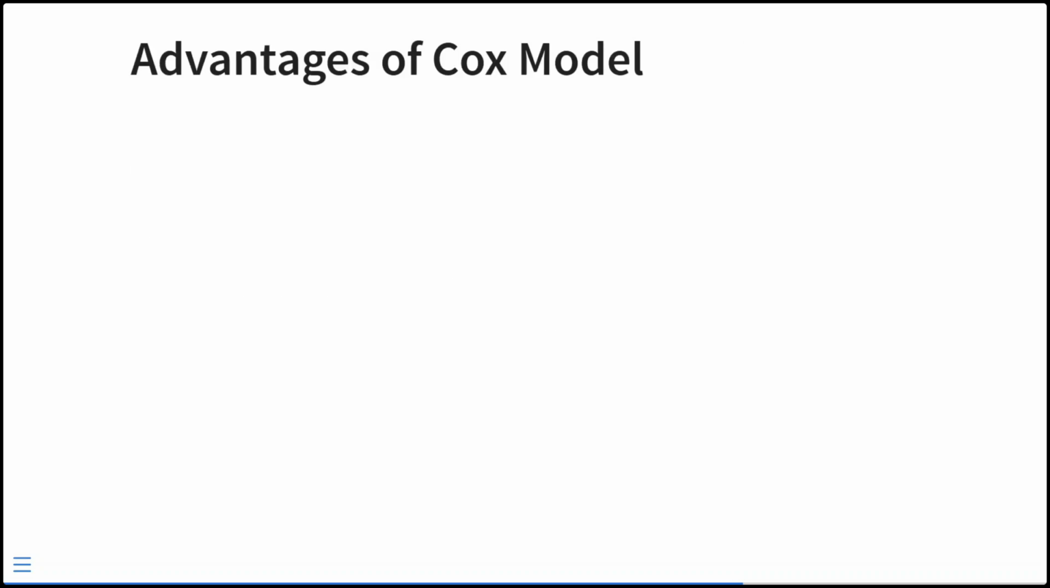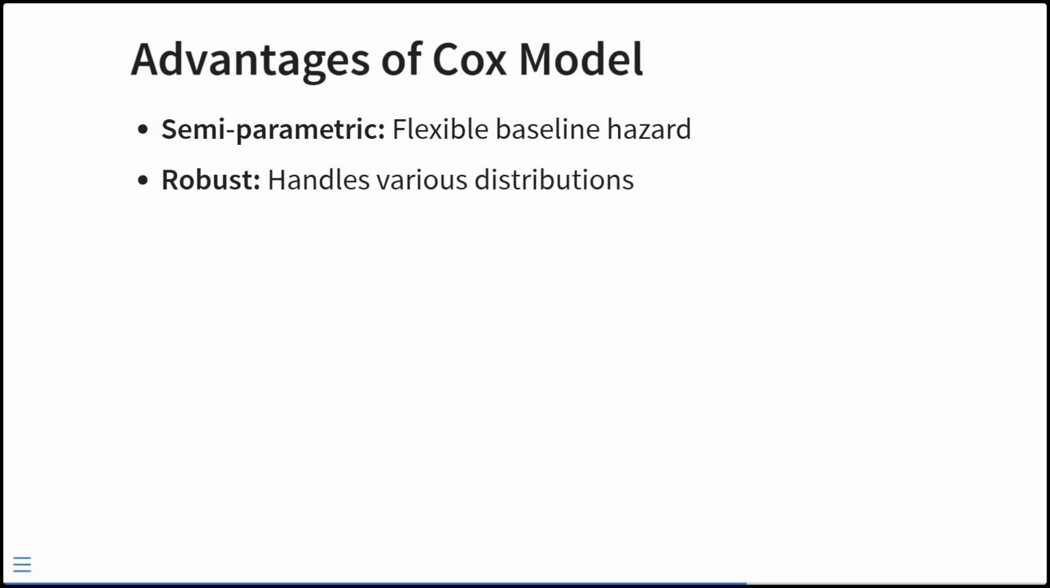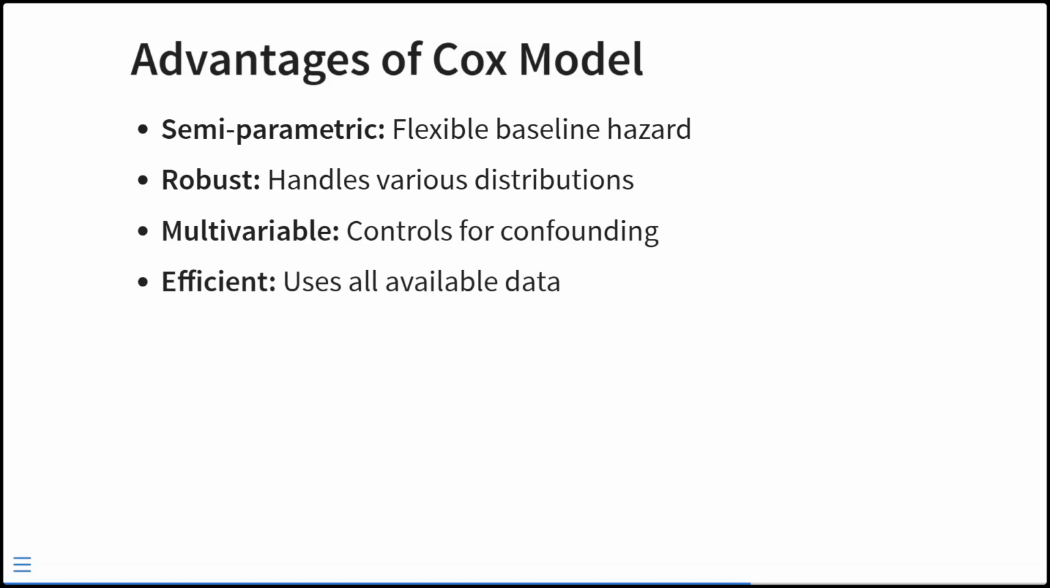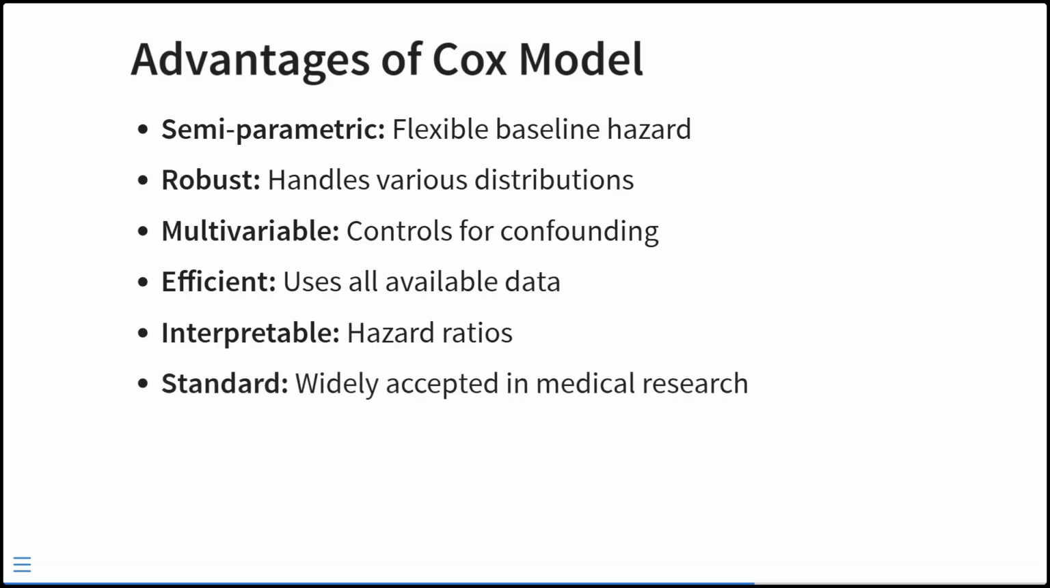So what are the advantages of the Cox model? It is semi-parametric, which makes it very flexible for the baseline hazard. It is robust, handles various distributions, controls for confounding, and uses all available data. It is also interpretable through hazard ratios and is widely accepted in medical research.